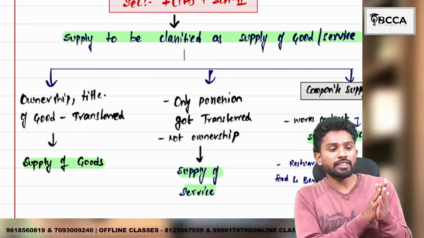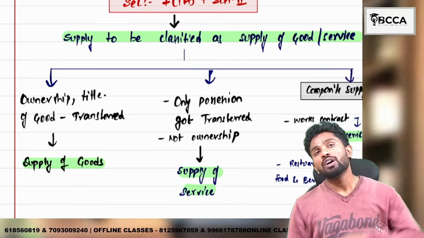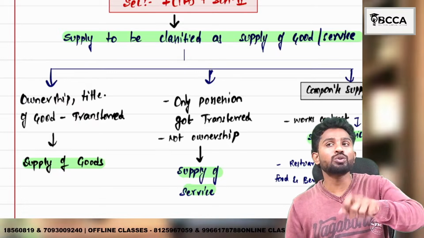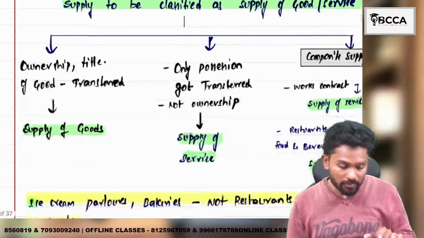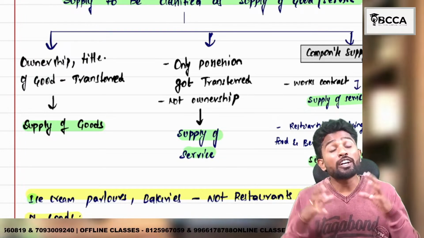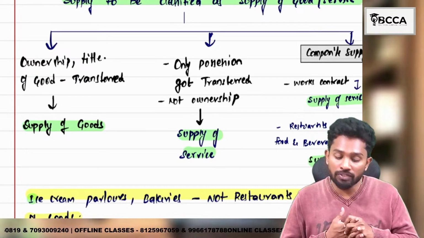7.1 we have completed. Then we have moved on to 7 subsection 1a, which is what? Already we have classified something as supply. Now we are just deciding whether it is supply of good or supply of service. Okay. Then if the ownership and title got transferred, it is supply of good. But when only possession got transferred, not ownership, then it is supply of service.